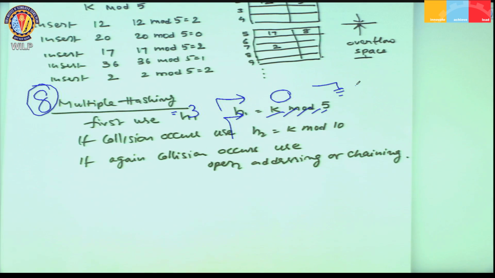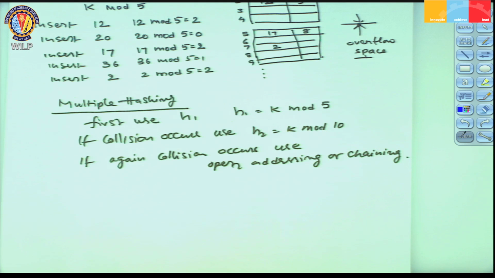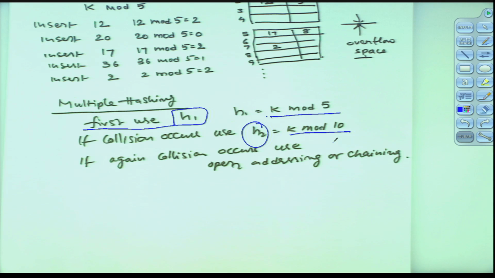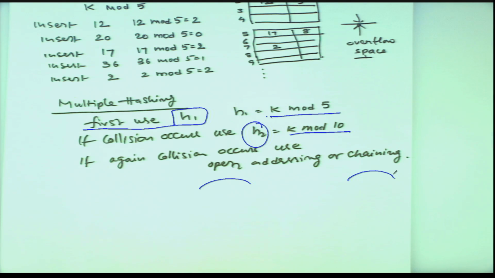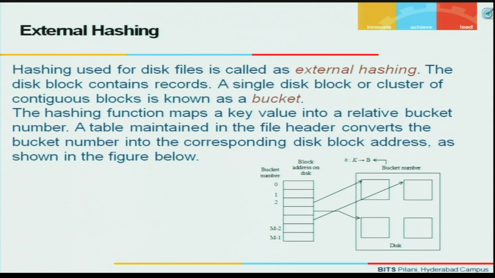One more approach for collision resolution is multiple hashing. That means I can apply multiple hash functions. First I will apply the first hash function h1, and for example let us consider that it is k mod 5. If there is a collision, I will apply the second hash function h2, which could be k mod 10, and again if there is a collision I can resort to open addressing or adopt chaining. That is, instead of using one hash function I will be using multiple hash functions in conjunction with other techniques. This is the third approach to resolve collision. This is called internal hashing.